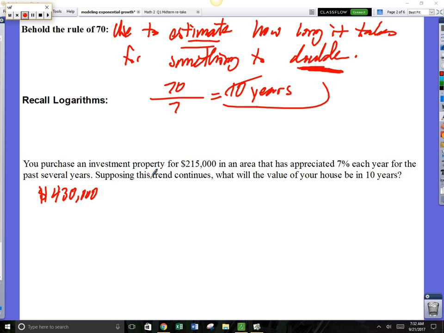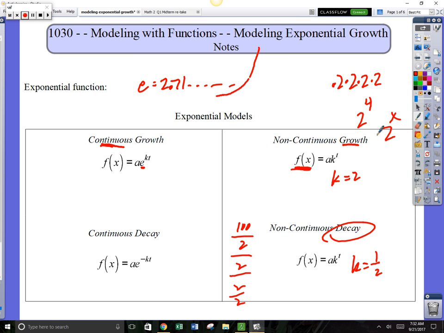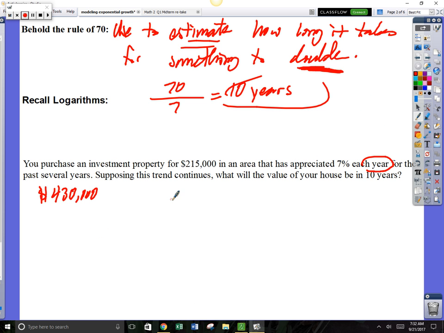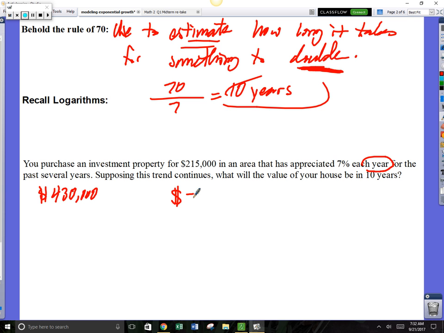Now this model, these are all going to be exponential models because they all grow by multiplication. But this one's going to happen at a specific time at the end of each year. So we are drawn to the non-continuous. So the amount of money I end up with is going to be my initial times the k to some t.